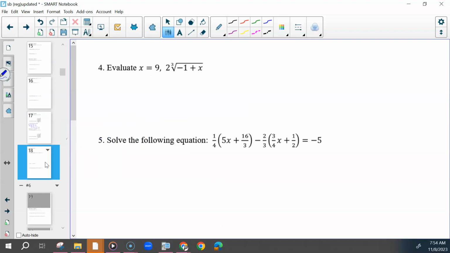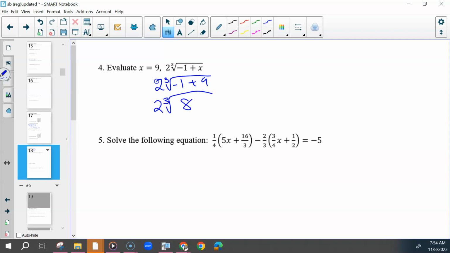Alright, 4 on the back. If we are evaluating when x equals 9, what am I doing with this 9? Put it in for the x. Putting it in for x. So 2 times the cube root of negative 1 plus 9. You could do this by hand. Do what's on the inside first.